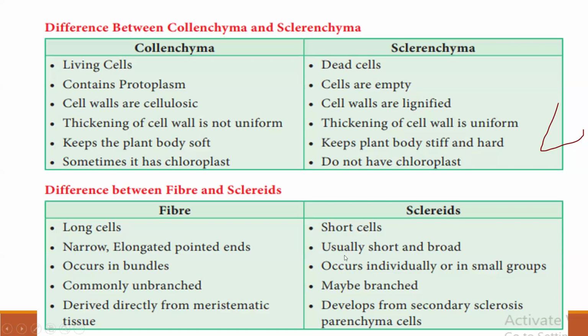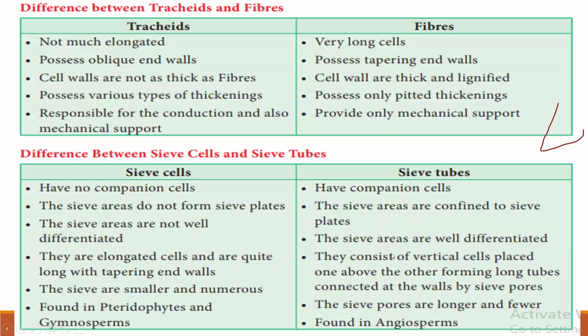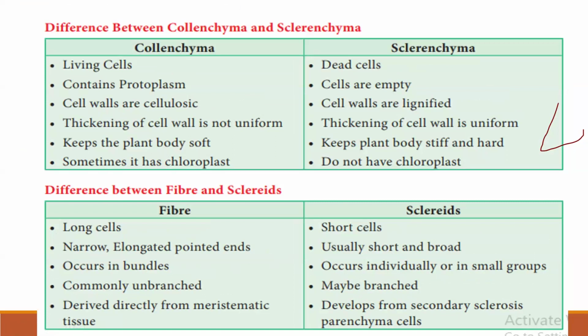Another difference is between fibers and sclerites. The sclerenchyma is divided into two types, sclerites and fibers. Fibers are long cells, whereas the sclerites are short cells. Fibers are narrow, elongated, with pointed ends, whereas the sclerites are short and broad. Fibers occur in bundles, whereas sclerites occur individually or sometimes in small groups. Fibers are commonly unbranched, whereas the sclerites may be branched.